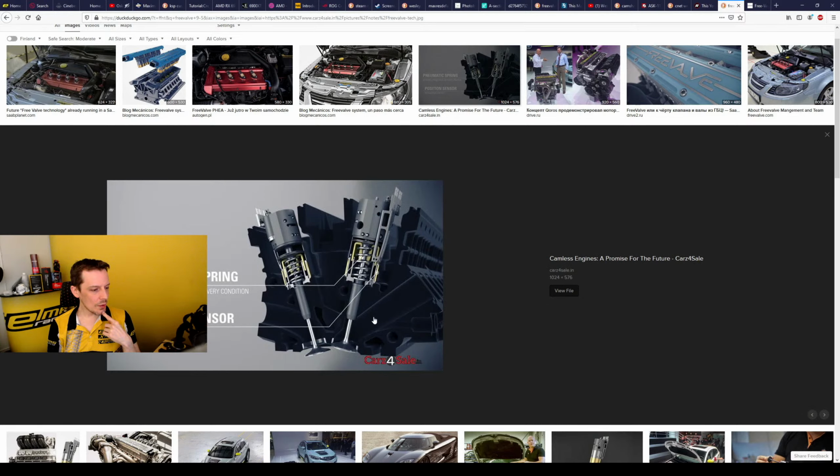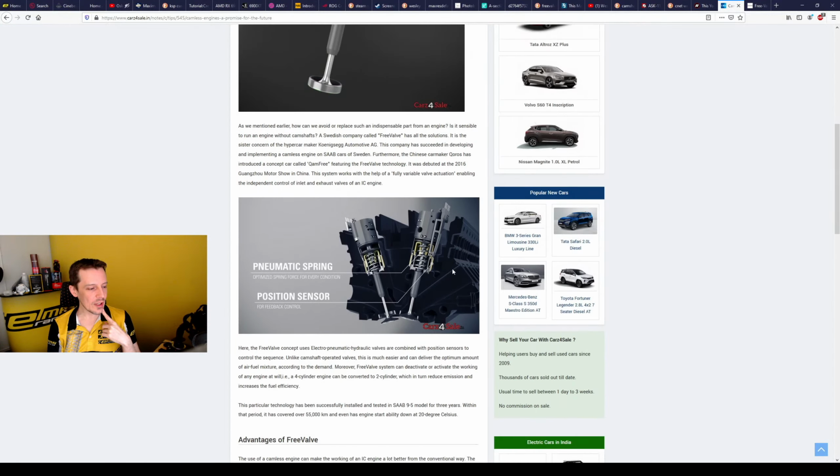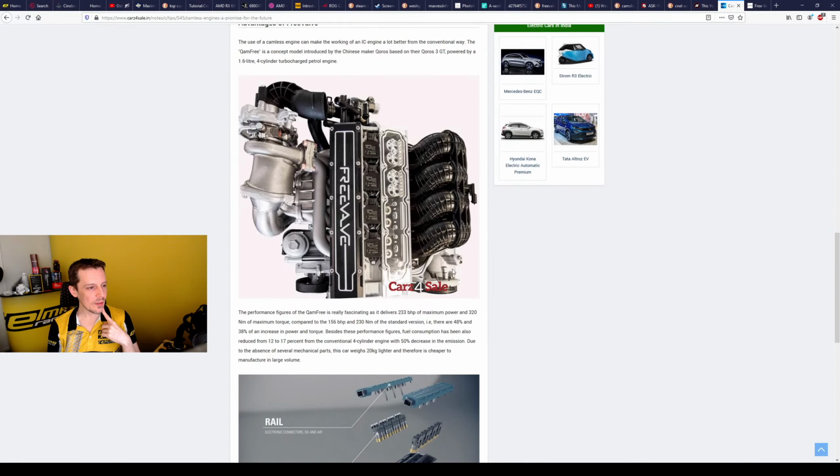Camless engines, position sensor. Oh, okay, this is kind of interesting. Pneumatic spring, but then they have a coil spring here. Oh, this might just be a helper coil spring. Okay, not sure, can we check this website maybe? Oh, this seems really interesting. So is this the free, okay, this is the Koenigsegg free valve system.